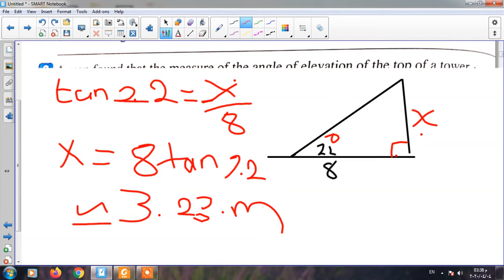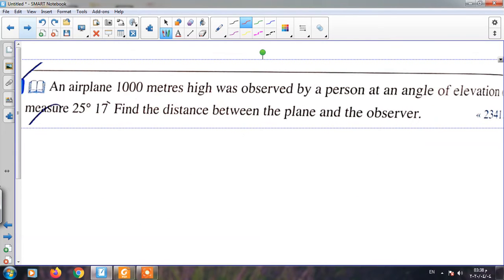You will find it's 2.23. Next question. You have an airplane 1000 meters high, observed by a person at an angle of elevation of 25 degrees and 17 minutes. Find the distance between the plane and the observer.